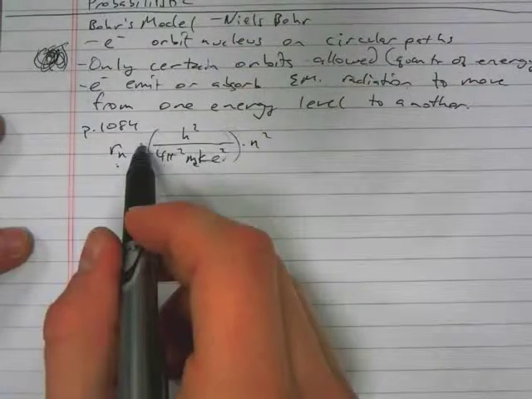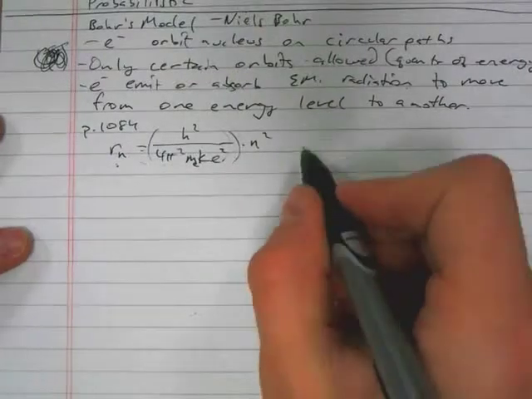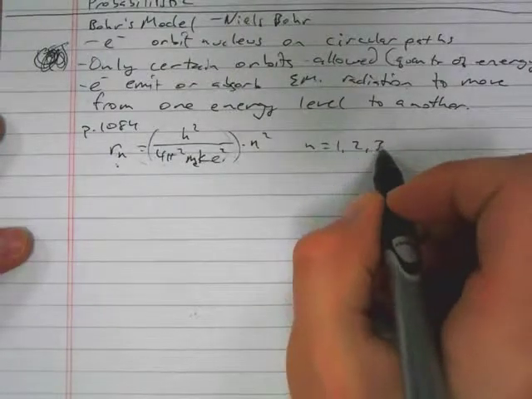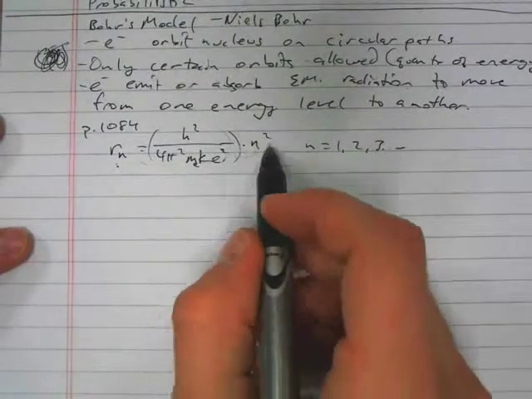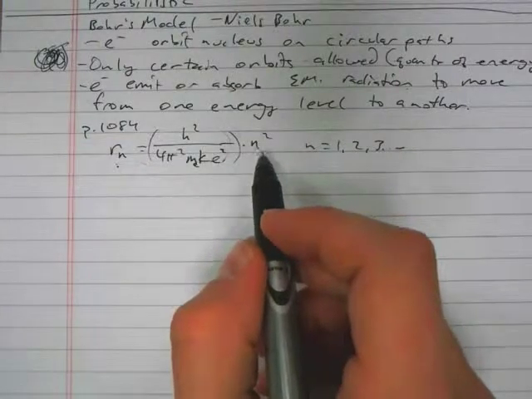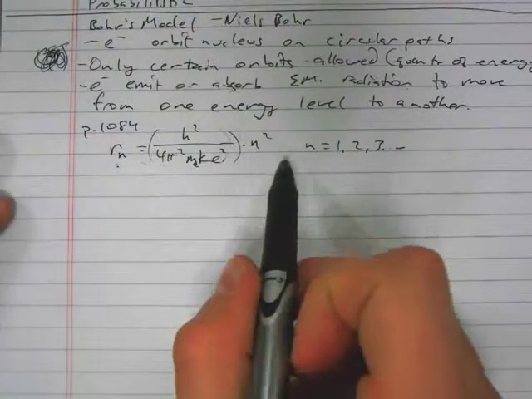And then n can be 1, 2, 3. So if you plug in n equals 1, you get what's called the Bohr radius. If you plug in n equals 2, you get the next one, and so forth.